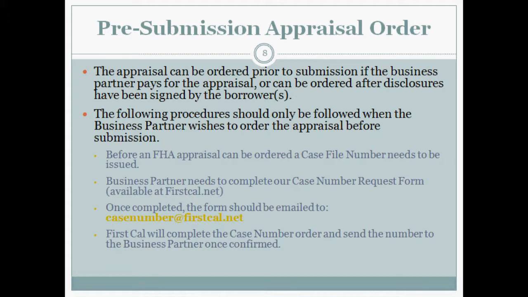Before an FHA appraisal can be ordered, a case file number needs to be issued. The business partner, which is you, will need to complete our case number request form, which can be found at firstcal.net. Once the form is completed, you'll need to email it to casenumber@firstcal.net. FirstCal will then complete the case number order and send the number to you once it's confirmed.